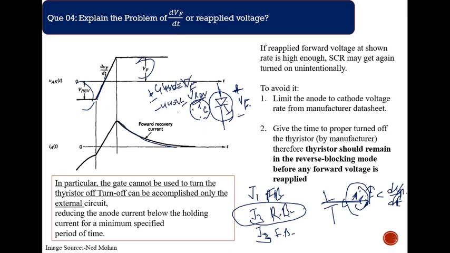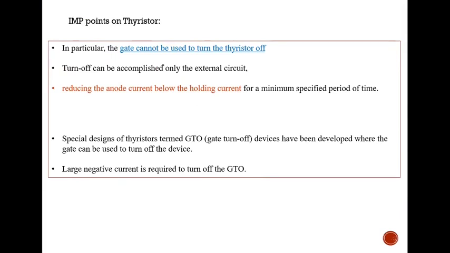To limit it, the manufacturer datasheet gives a dV by dt rating, and we have to keep within that rating. We have to make a circuit, or find a proper way, to limit the actual dV by dt of the device to below the dV by dt rating. Otherwise the device may get turned on again, and it may disturb or destroy the device.